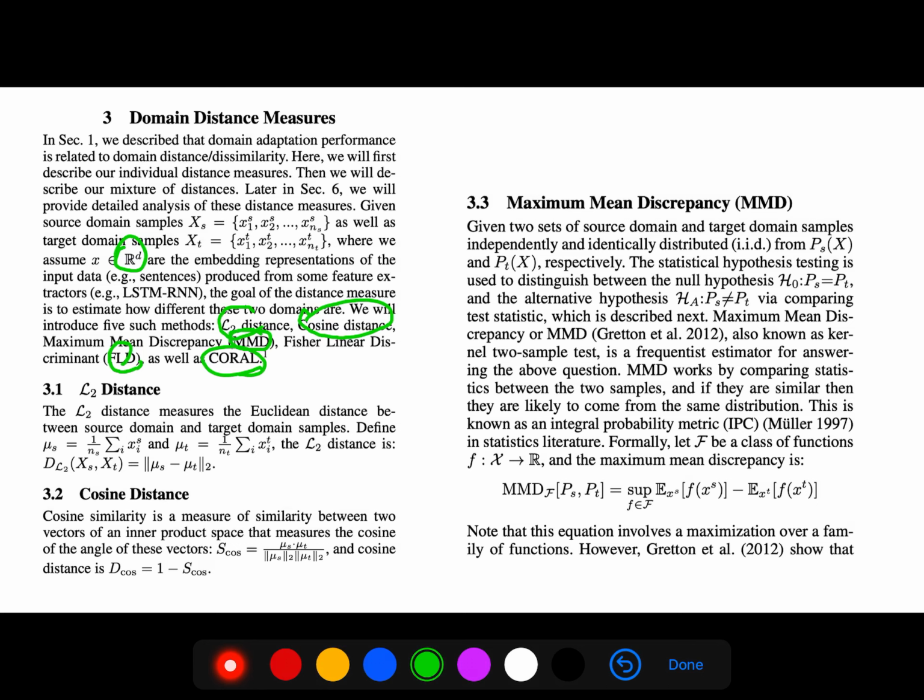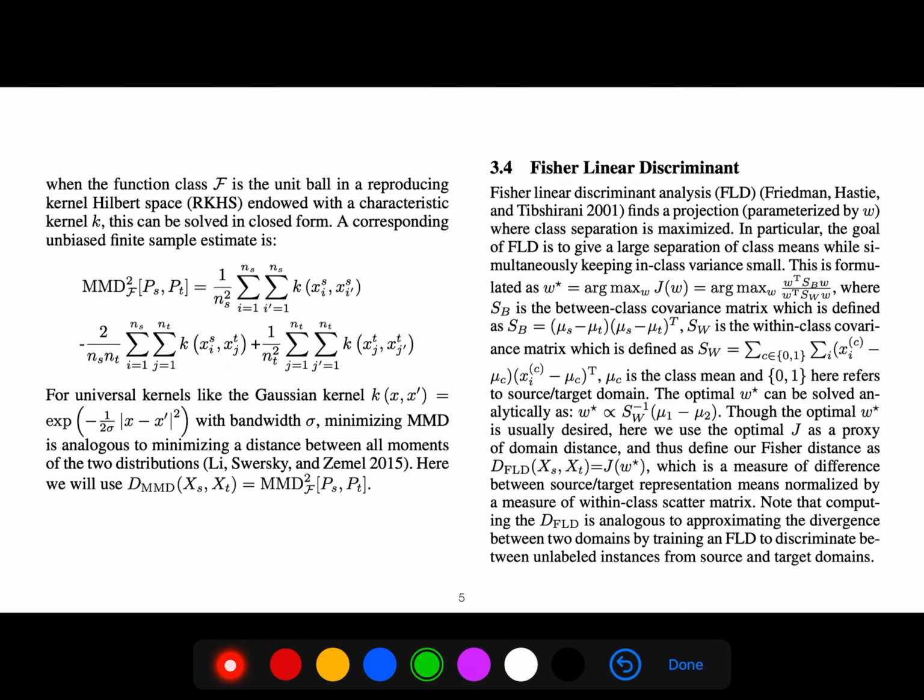So L2 distance is this one, then cosine. We have talked about maximum mean discrepancy in several papers. But if you're not familiar with Fisher linear discriminant, of course, I have explained it in a playlist for machine learning. Fisher linear discriminant analysis finds a projection where class separation is maximized. In particular, the goal is to give a large separation of class means while simultaneously keeping in-class variance small.